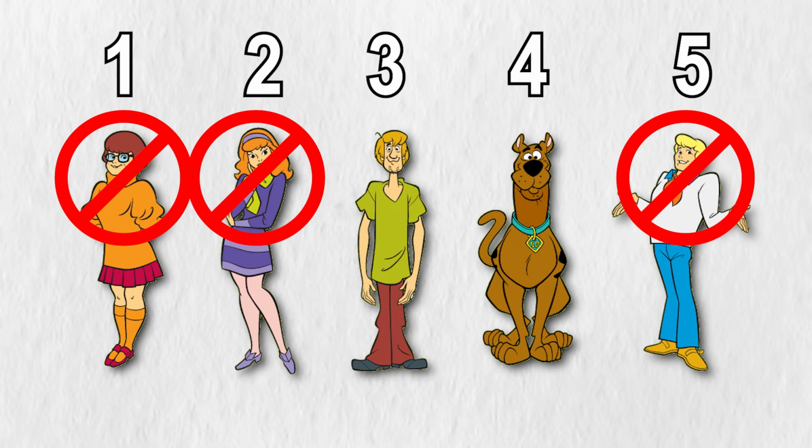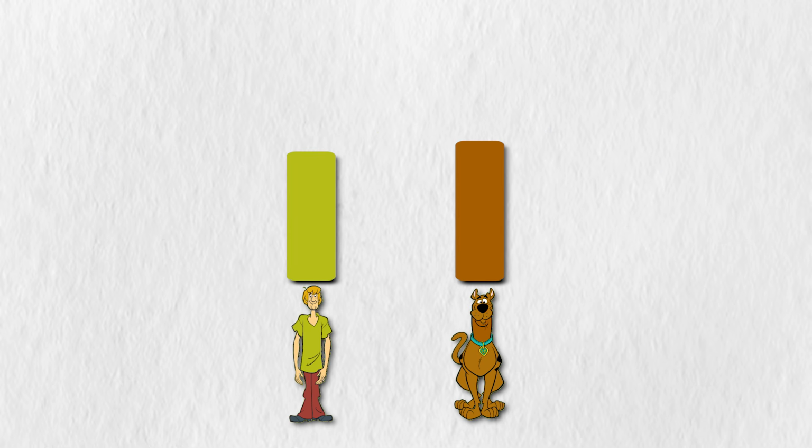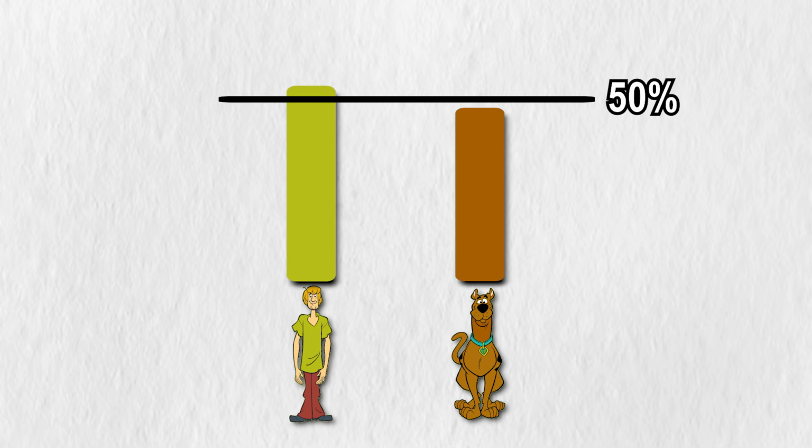Well, my vote needs to go somewhere. I put Daphne second, but as she's already been eliminated, my vote is transferred to the next preference still standing, which is Shaggy. So, again, who wins now depends if more preferences go to Shaggy or Scooby.